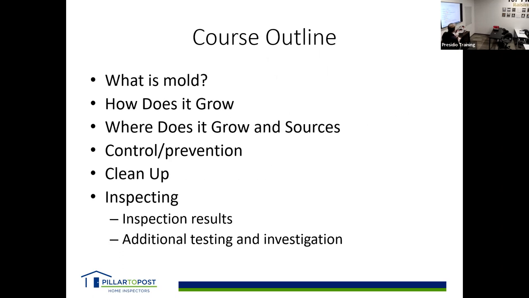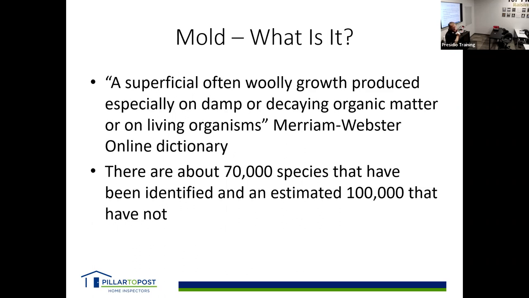So here are the topics we're going to go through. Understanding what is mold. We're going to understand a little bit more, how does it grow? What makes it grow? And where, we're going to go through different areas of the home and understand the problem areas and what we're looking for when we're trying to identify or locate mold, how we control it, prevent it, how we clean it up, and then how it all fits into the home inspection or due diligence process when it comes to mold testing. So, Lori, can I pick on you and have you read our definition of mold? Superficial, oft woolly growth produced especially on damp or decaying organic matter or on living organisms.